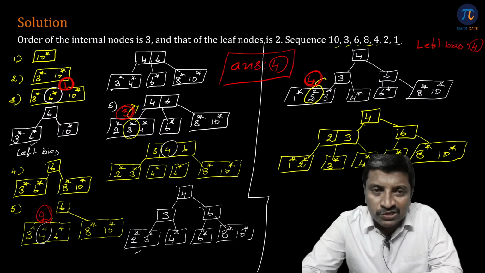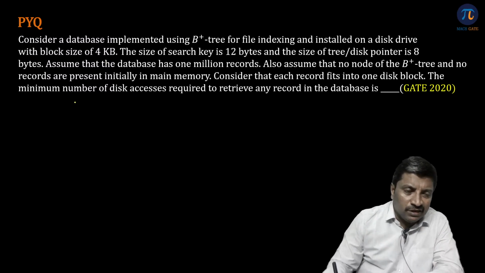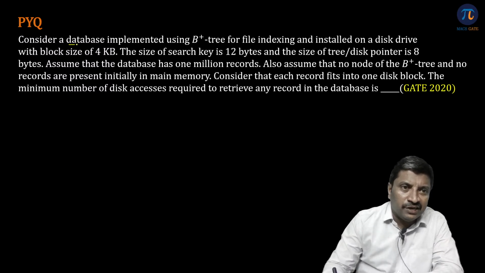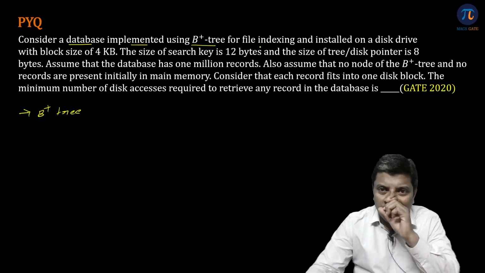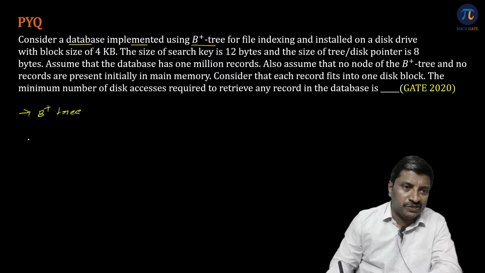Let us move to the next question. Consider a database implemented using B+ tree. Yeah, this is our first point, sir. So they are using B plus tree for index file, for file indexing, and installed on a disk drive with block size 4 kilobytes.